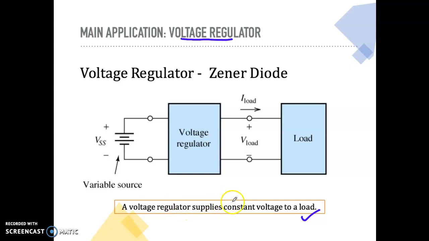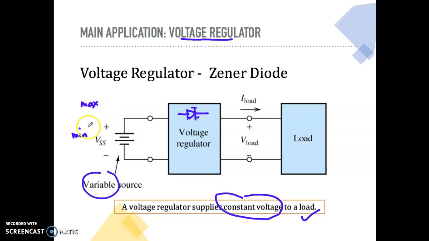What is a voltage regulator? It is to supply a constant voltage. How can we supply a constant voltage? By having a Zener diode inside your voltage regulator. Why do we need this constant voltage? Because your input here may be a variable source, so it may have some maximum value and minimum value. In order to regulate the voltage, you need a Zener diode and your output will become a straight DC supply.